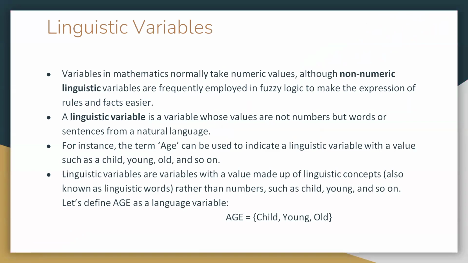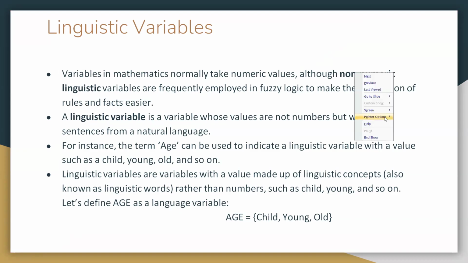So we know that variables in mathematics normally take numeric values, but when dealing with fuzzy logic and fuzzy sets, we can say that linguistic variables usually take non-numeric values. Non-numeric values are not numbers; they are words or sentences from a natural language. As an example of a fuzzy set that you can represent, take the term age. The term age is basically a linguistic variable.